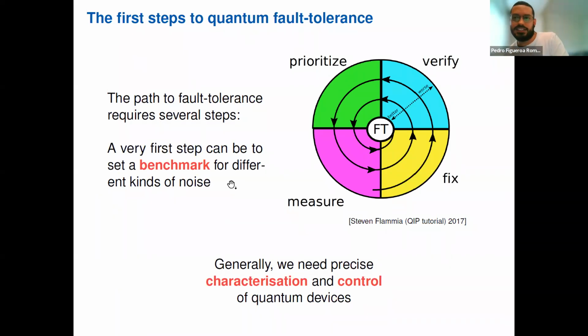And if we want to get below this fault tolerant threshold, we cannot just get quantum devices off the shelf. We have to go through a process of constructing them, which can be captured nicely by this diagram by Steve Flammia. It is a process of prioritizing the kinds of errors or processes that you want to look at, measuring things, then fixing whatever problems you're getting, verifying that you're doing things right, and then going all over again through this process. Eventually you're getting better and better, and the idea is that we should get below the fault tolerance threshold. More generally, we need precise characterization of our quantum devices and control of them.